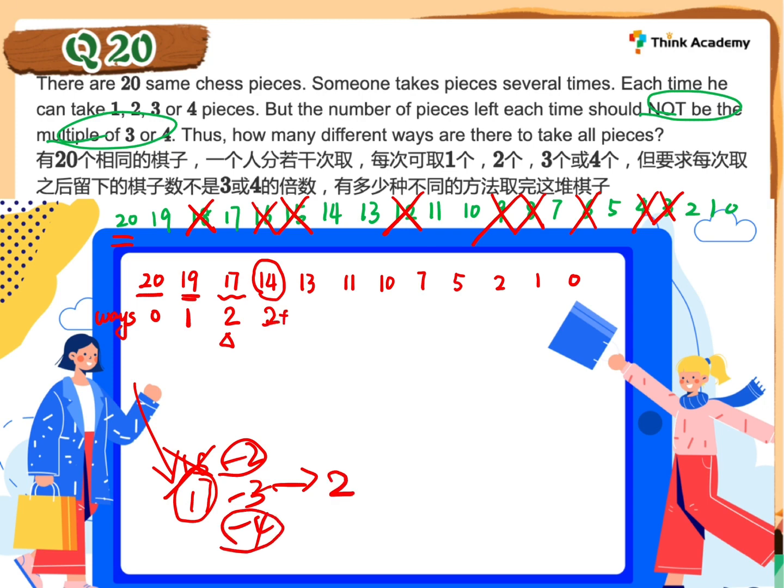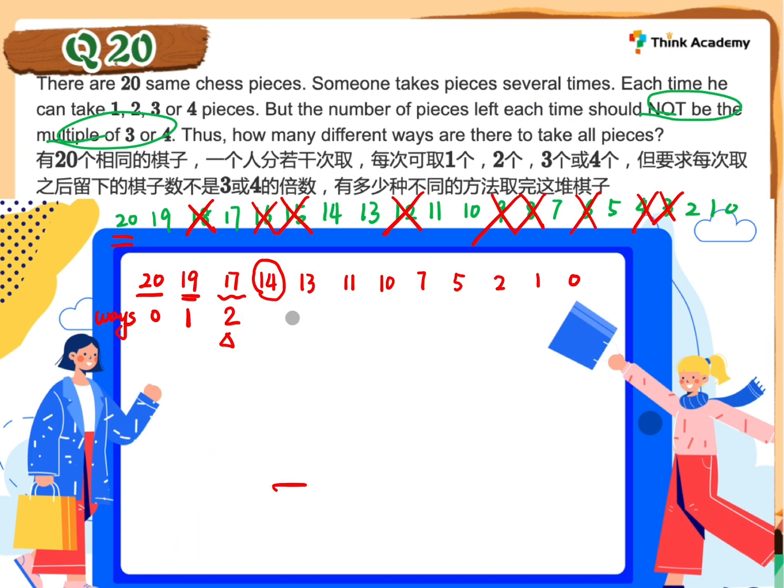And if you want to minus 4, 18 minus 4 is 14, right? But you cannot get 18 because 18 is the multiple of 3. So you cannot get that situation. So you only can from 17, right? Only 2 ways, because from 20 or from 19 to 17, you only have 2 ways. So when you from 17 pieces minus 3 to get 14 pieces, you also have 2 ways.